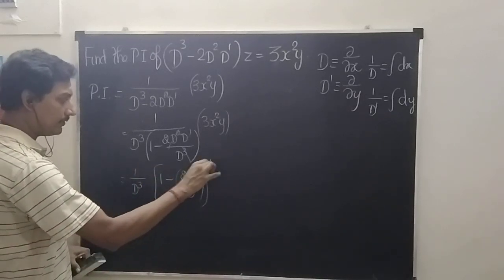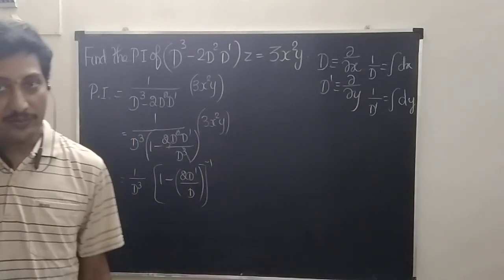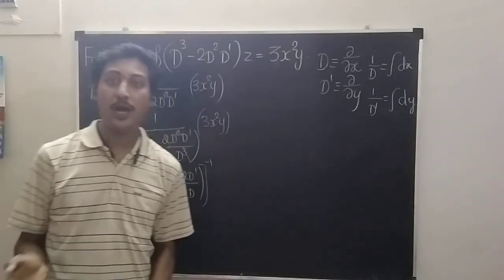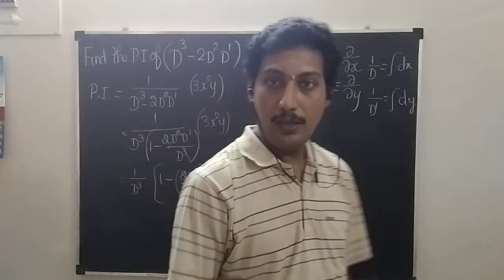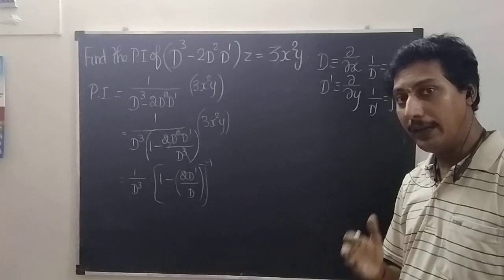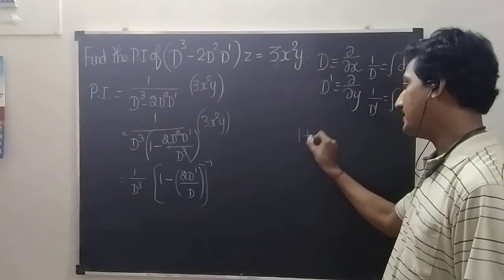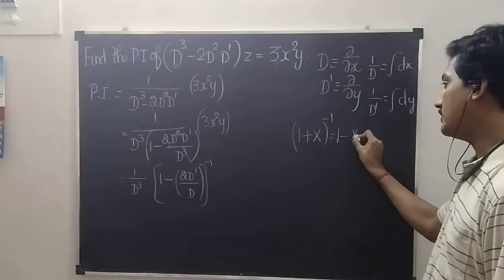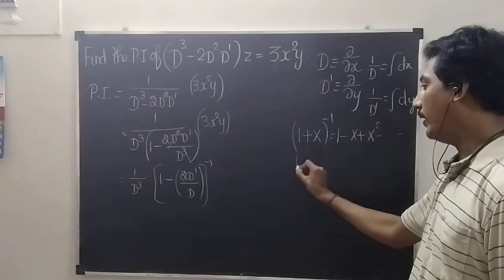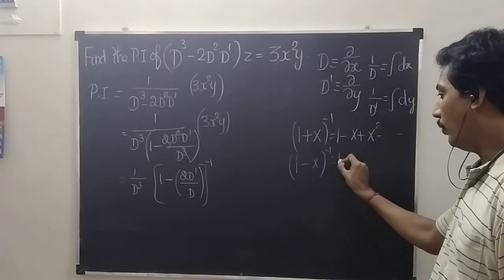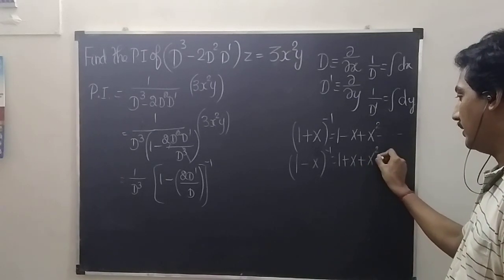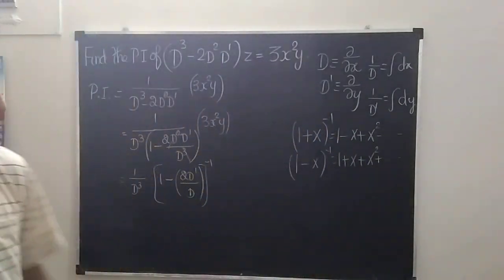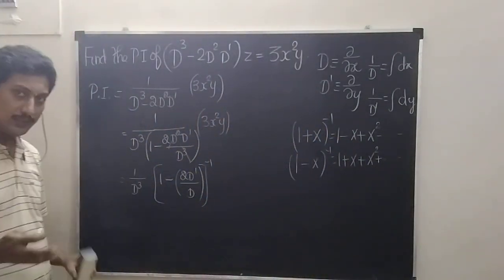You may have a doubt: why can I take the D cube first? Why are we taking the D cube outside? What's the reason? As I told you, for the polynomial function there is no replacement at all, but at the same time we are going to use the binomial expansions. The binomial expansions I am going to use are: 1 plus x whole power minus 1 is equal to 1 minus x plus x squared, etc., or 1 minus x whole power minus 1 is equal to 1 plus x plus x squared, etc. All the binomial expansions are standard ones in this model. That's why I take D cube outside first. This is the only reason, nothing else.